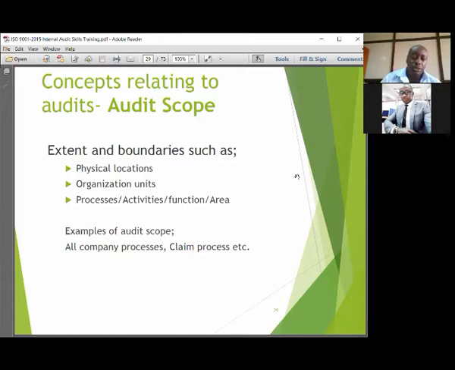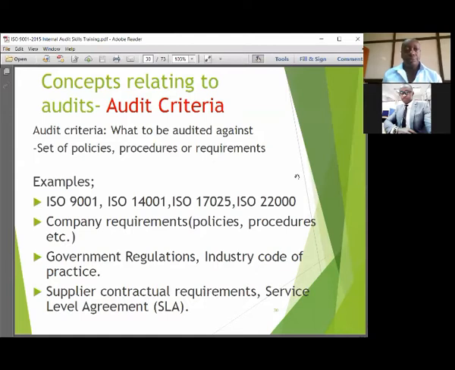The audit objectives, audit scope, and the audit criteria. We have come across this. Audit criteria is what to be audited against. So it could be sets of policies, procedures or requirements, depending on what kind of audit you're doing. It could be ISO 9001, and for us, yeah, that will be our main audit criteria. That standard with its requirements.